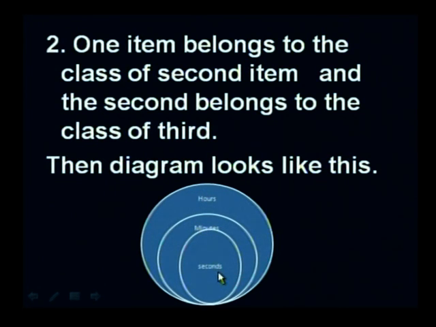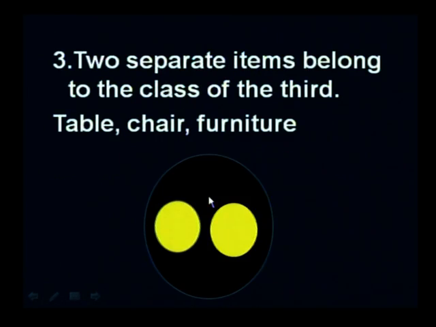So, seconds belong to the class of minutes, and minutes belong to the class of hours. Then this is how the diagram looks. Two separate items belonging to the class of a third. These are two separate items, there is no intersection between them, but these two belong to a common third class of items. So, this is how your diagram looks.